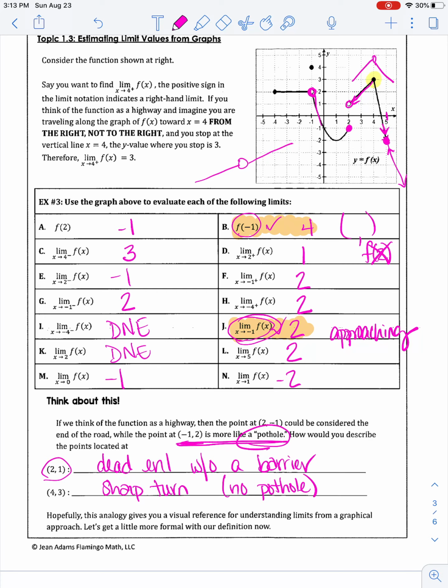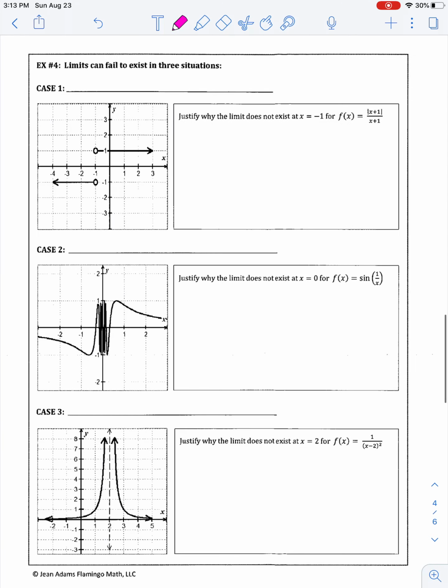All right, so hopefully this analogy gives you a more visual reference for understanding limits from a graphical approach. Let's get a little bit more formal with our definition now. Limits can fail to exist in 3 situations. Case number 1: the limit would not exist if the limit differs from right and left. If you fly in from the right and you fly in from the left and you're flying into 2 different places, then the overall limit does not exist.